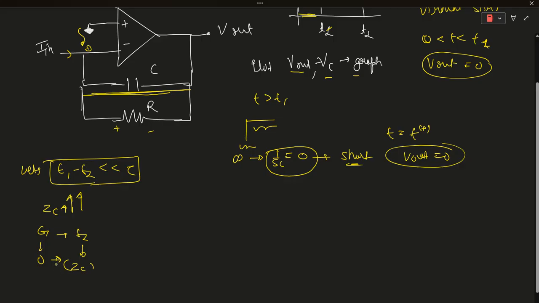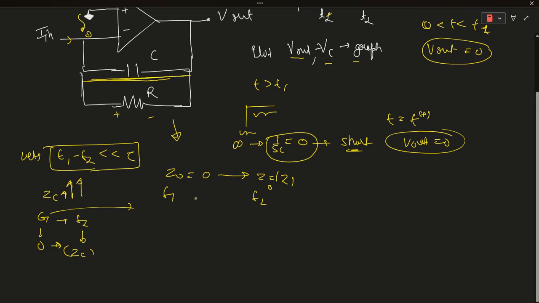So we can say that the impedance of the capacitor is increasing, so the overall impedance of this branch is increasing. At t equals t1, if I represent the overall impedance of this branch as Z0, at t1 Z0 is 0, and at t2 that Z0 is some value Z. So we can say from t1 to t2 the impedance of this overall branch is also increasing.